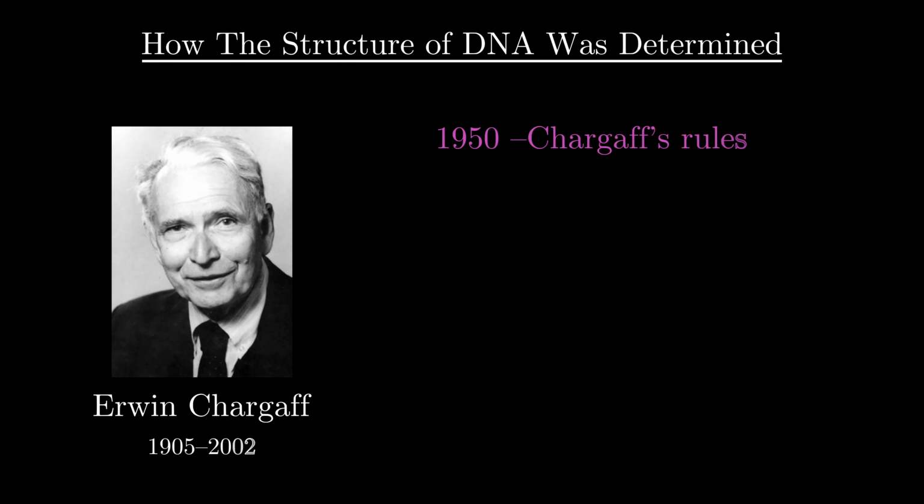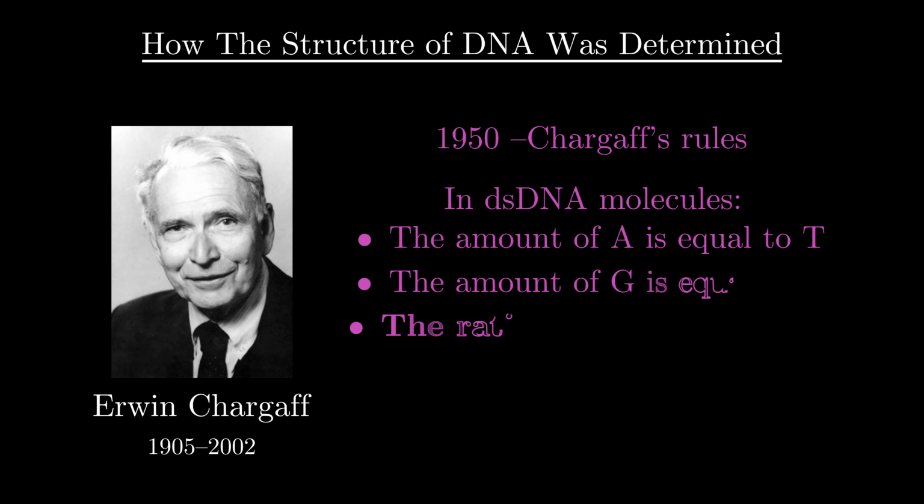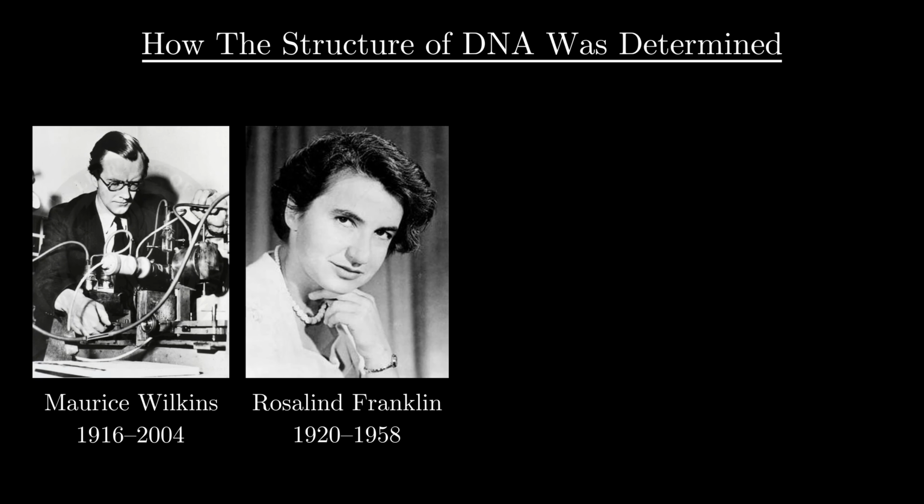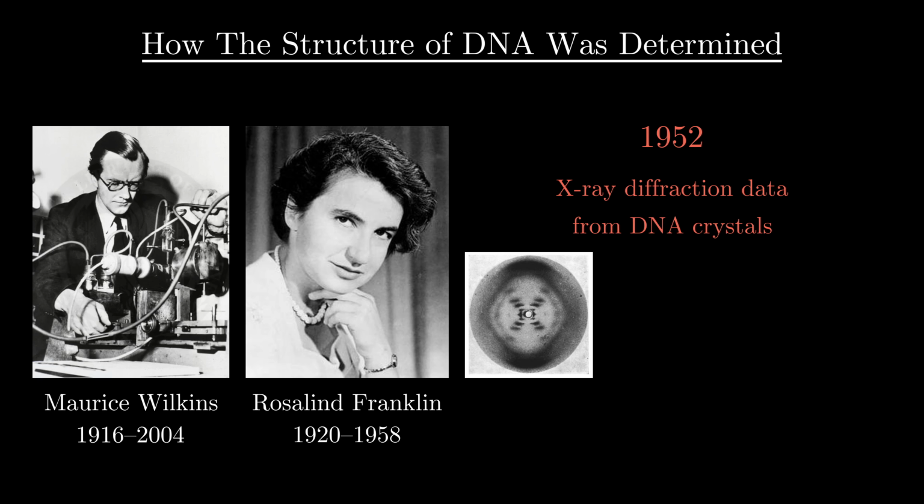A bit later in 1950, Erwin Chargaff discovered that different species have different ratios of adenine to guanine in their double-stranded DNA, but despite this, the amount of adenine always equaled the amount of thymine, and the amount of guanine always equaled the amount of cytosine. These findings ended up being known as Chargaff's rules. In 1952, Maurice Wilkins, Rosalind Franklin, and student Raymond Gosling were able to produce crystals of DNA strands and collect X-ray diffraction data. And from that they were able to tell that the phosphates were on the outside and that it was probably a helical structure.